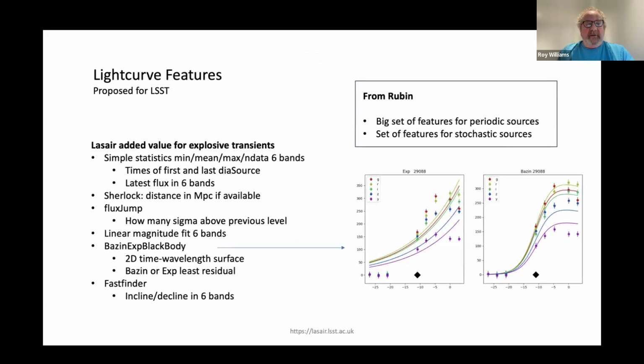Light curve features: Eric has produced a document with lots and lots of periodic and stochastic features, and we've tried to add some features for immediate rapid transients. For example, flux jump is about signal to noise of the latest flux above the previous levels. It's a very simple thing. We have this Bayesian black body thing on the right, which does a two-dimensional fit of Bayesian in time and black body in wavelength. Fast Finder is another set of features that we have that look for rapid incline and decline.